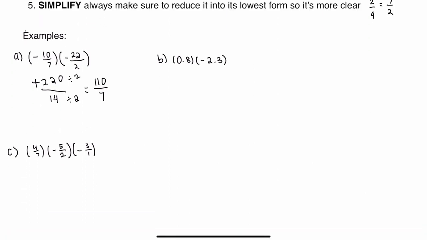Next, we have 0.8 times minus 2.3. Honestly, with these, you can just do it in your calculator. So we have a positive here and a negative here, and according to our rules, this is going to be negative. 0.8 times 2.3 is going to give us 1.84. So that's the answer for this one.